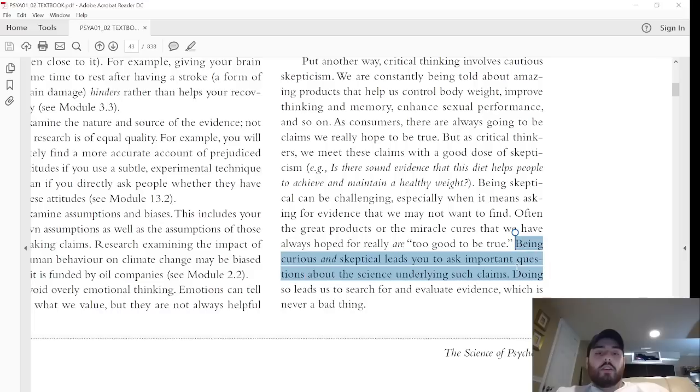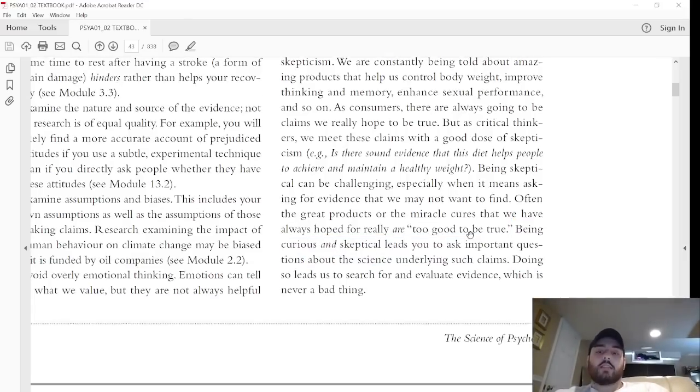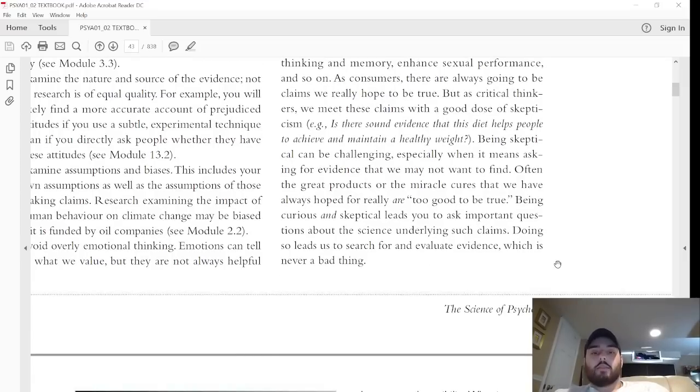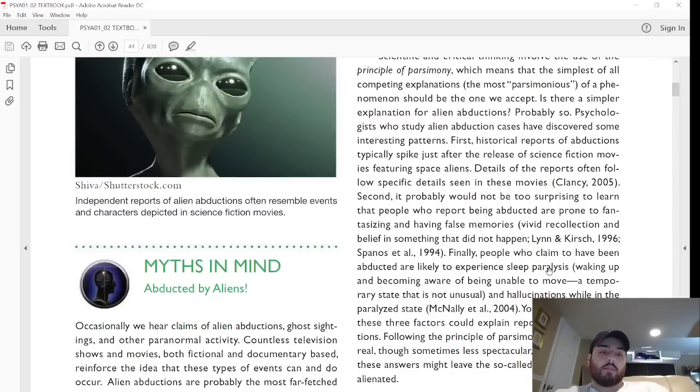However, the main point is being curious and skeptical leads you to ask important questions about the science underlying such claims. Doing so leads us to search for and evaluate evidence, which is never a bad thing, right?